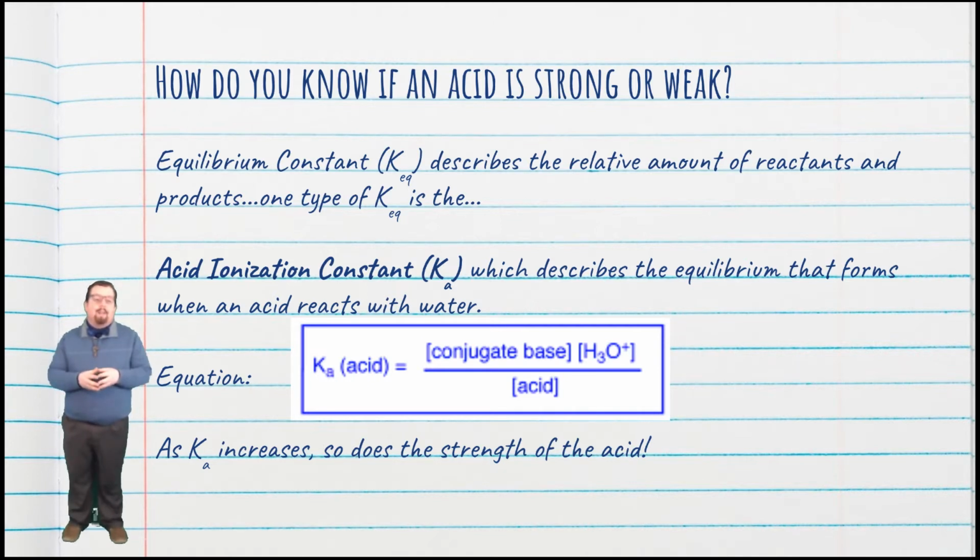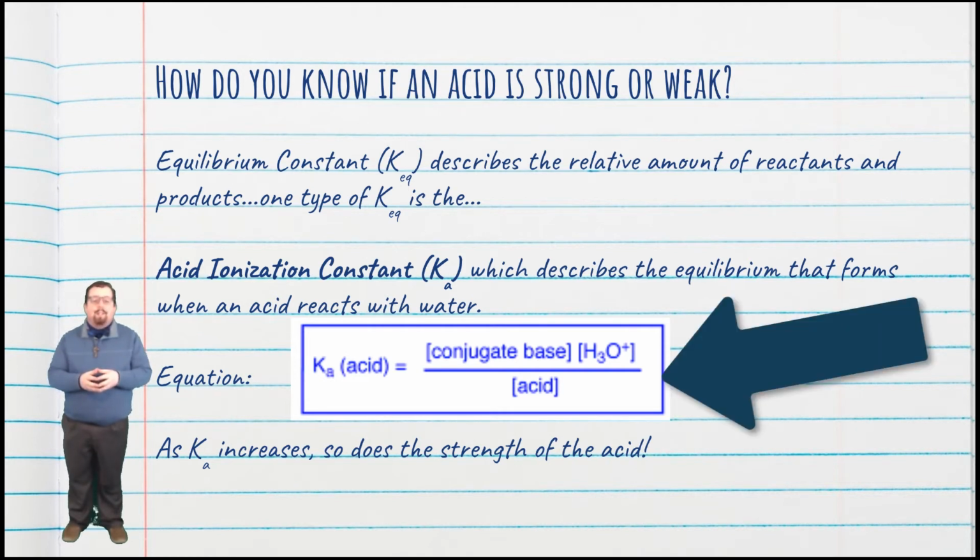The higher the Keq, the more the reaction leans to the product side. One type of Keq is the acid ionization constant. The equation for it says as follows: the concentration of your conjugate base multiplied by the concentration of your hydronium ion divided by the concentration of your acid.